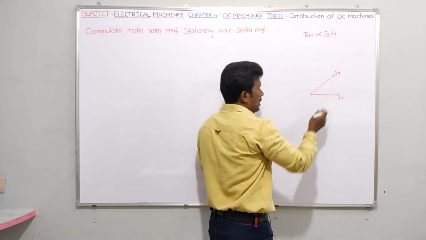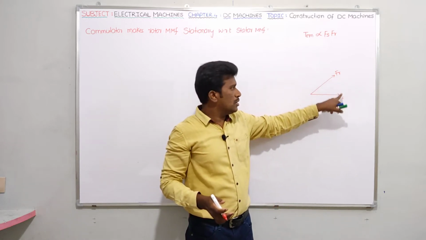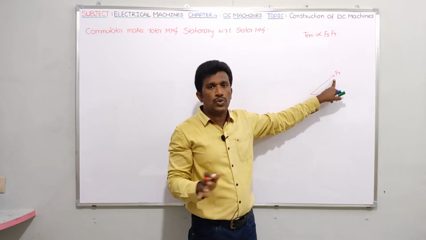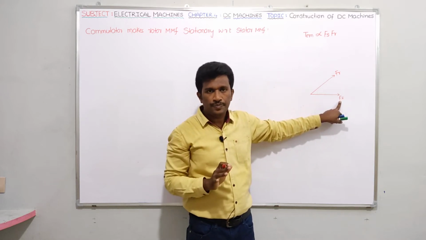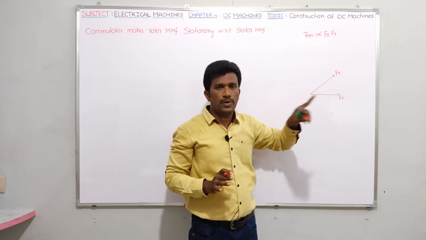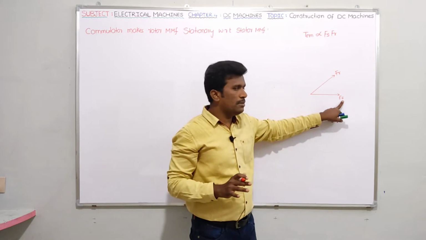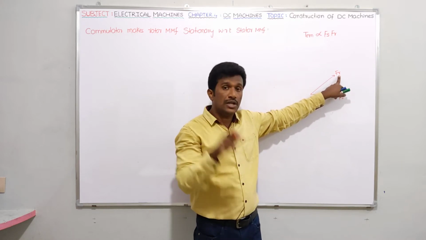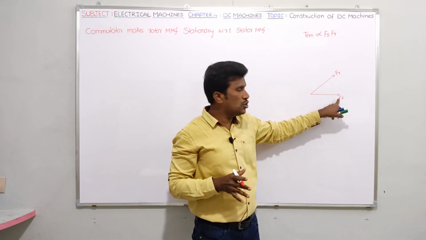So relative speed between stator mmf and rotor mmf is 0 means, for example, if stator mmf is rotating with 1000 rpm, rotor mmf also should rotate with the same speed, 1000 rpm, in the same direction, just like stator mmf. Suppose stator mmf is rotating with 500 rpm, rotor mmf also should rotate with the same speed, 500 rpm, in the same direction. Suppose stator mmf speed is 0, rotor mmf speed also should be equal to 0. That means speed should be equal and it should be in the same direction.